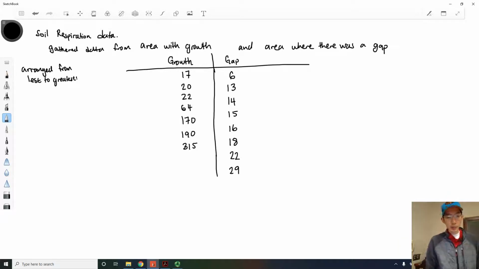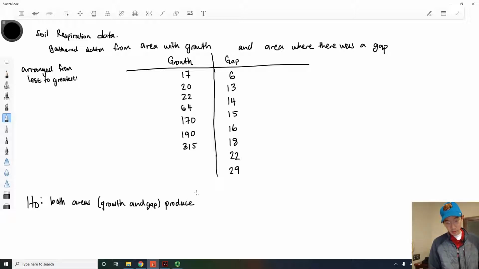Our null hypothesis is something along the lines of both areas, the growth and gap areas, tend to produce values that come from the same distribution.